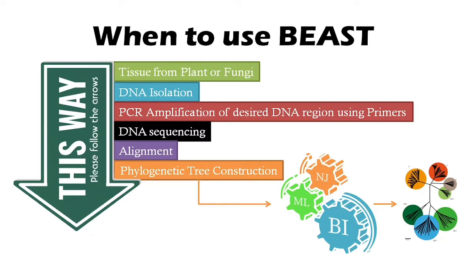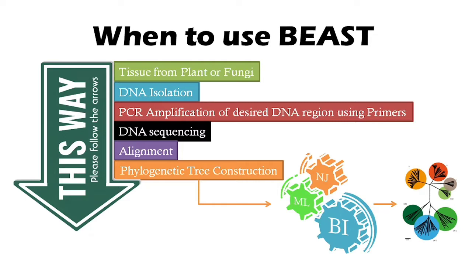So the first thing is we take tissue from any organism like a plant or fungus. Then we do DNA isolation. Then PCR amplification of targeted genes using specific primers will be done, and DNA sequencing of those amplified regions. For alignment, there are many software like MEGA. You can do alignment in MEGA itself, or there are websites like RAxML, where you can use the web servers to align these sequences using methods like ClustalW or MUSCLE.